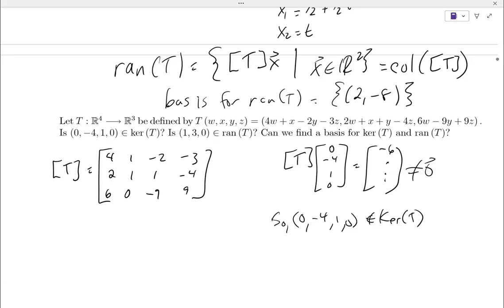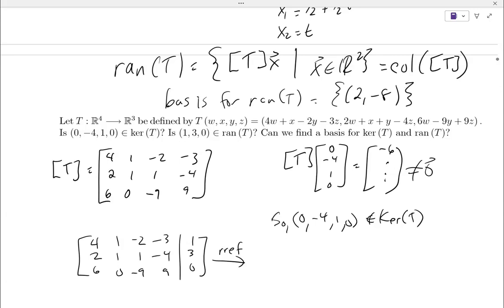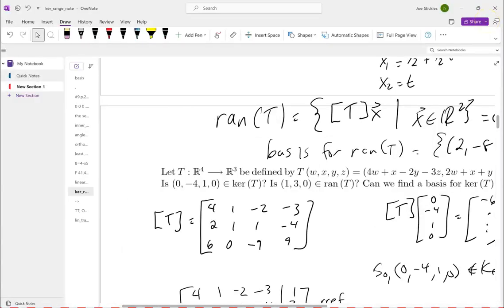Yeah, row reduce and see if it's consistent or not, right? Okay. So I put in 4, 2, 6, 1, 1, 0, negative 2, 1, negative 9, negative 3, negative 4, 9, and 1, 3, 0. And put that in reduced row echelon form. Let's do that real quick.